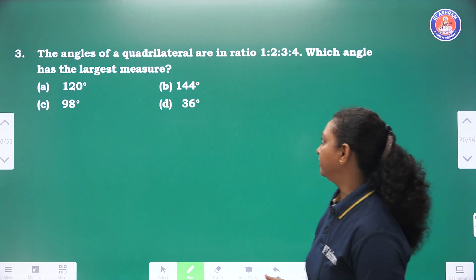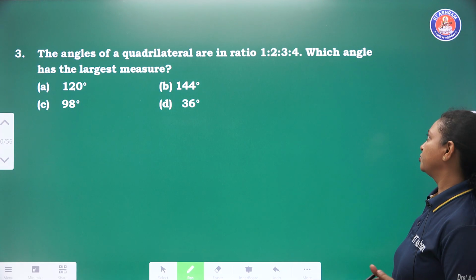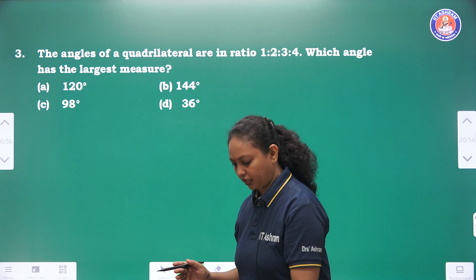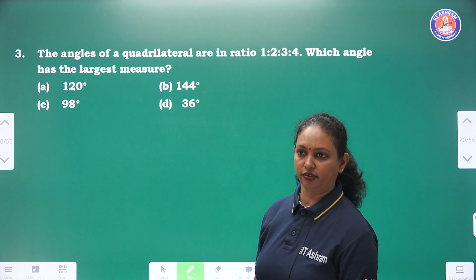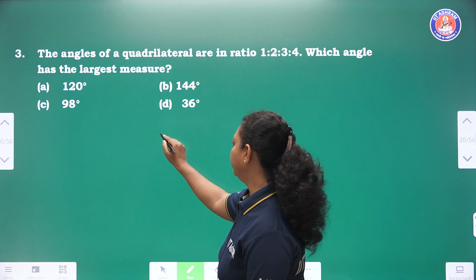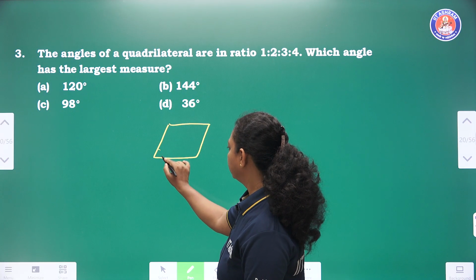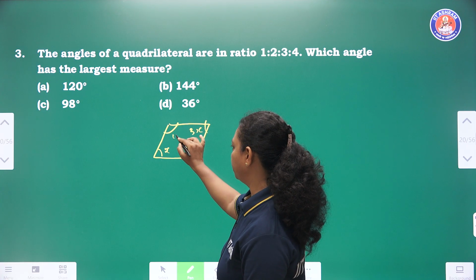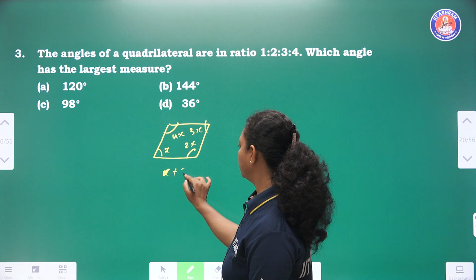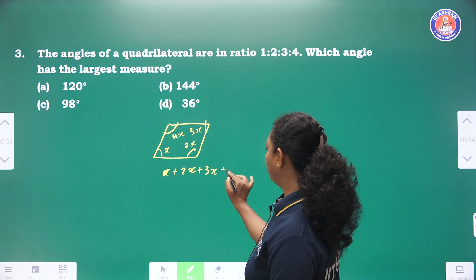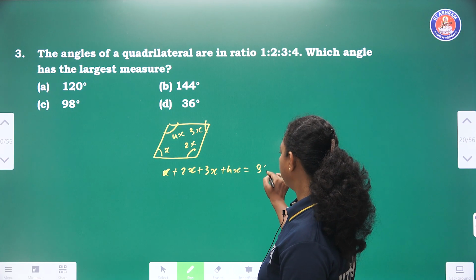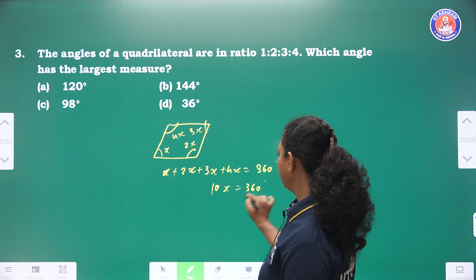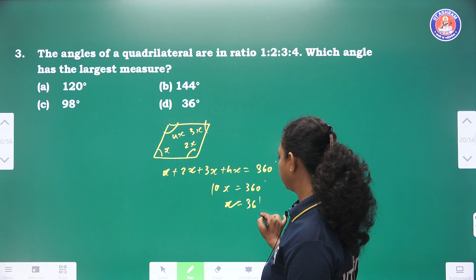The angles of a quadrilateral are in the ratio of 1:2:3:4. Which angle has the largest measure? As we know, the sum of angles of a quadrilateral is 360. So we write the first angle as x, then the others would be 2x, 3x and 4x. And x plus 2x plus 3x plus 4x is equal to 360 degrees. This is equal to 10x. 10x is equal to 360 degrees. Therefore, x is equal to 36.